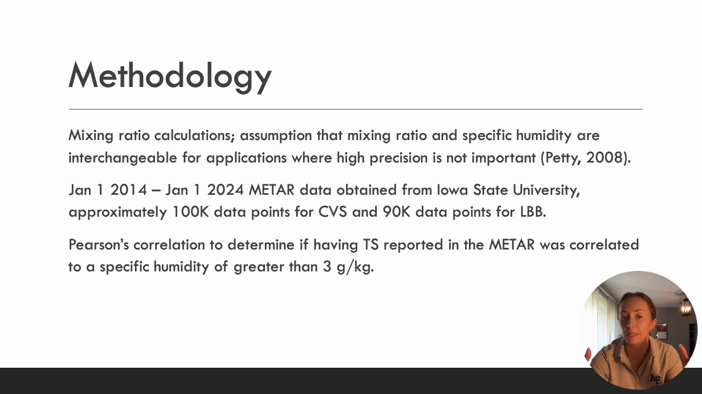So I got all of my data. My data is from a 20-year period between 2014 and 2024, January 1st to January 1st. Iowa State University has a bunch of old METAR data that you can pull as an Excel file. So that sits at about 100,000 points for Cannon Air Force Base, and about 90,000 points for Lubbock International Airport. If you're wondering why there's a big data discrepancy, there are a lot of reasons this could be.